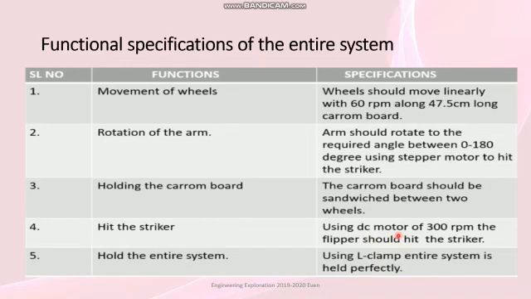Next one, fourth function was to hit the striker. So using DC motor of 300 rpm, the flipper should hit the striker. Next one was to hold the entire system. That is, specification was using L clamp, entire system is held perfectly. Basically L clamp is the one which connects 2 functions together. So L clamp was another function required. This was the functional specification.